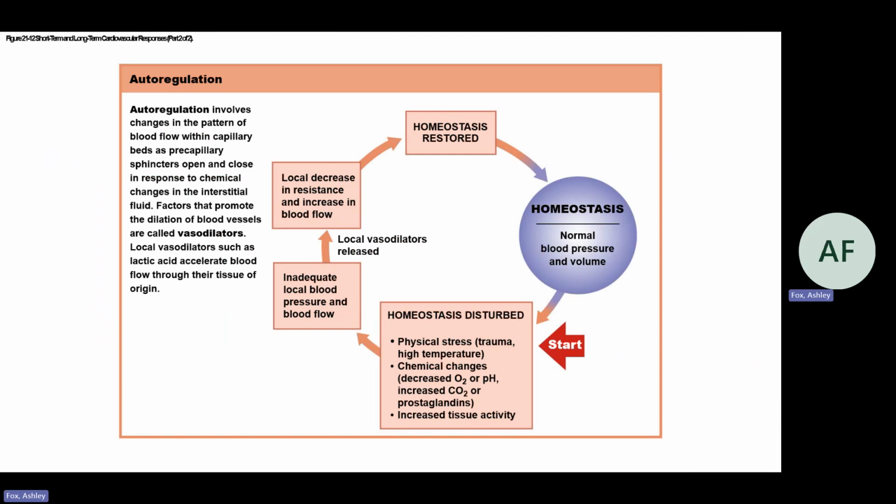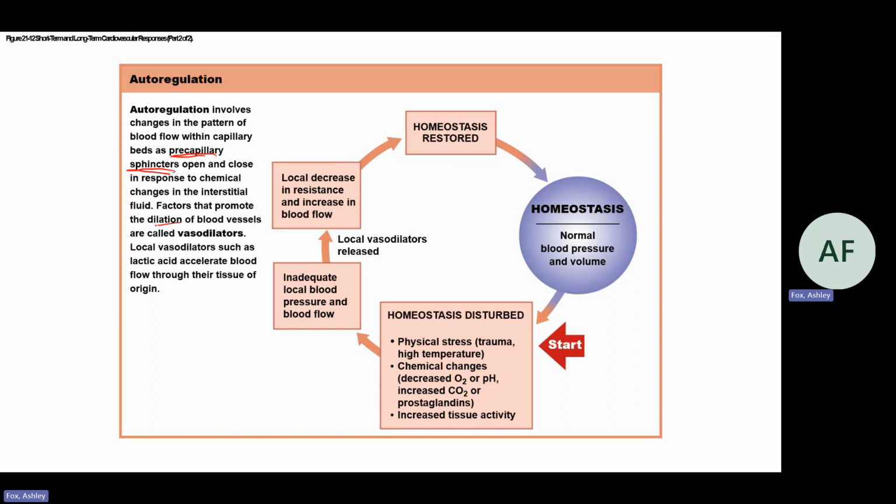So again, autoregulation is going to be changes, specifically at the capillary level. Oftentimes we can have vasoconstriction at the arterial level, but also we can see it at those precapillary sphincters. If they're open, then blood flow is going to go into the capillaries. If they're closed, then they're not going to. And a lot of times they're in response to what's going on in that interstitial fluid. So again, the level of oxygen, the level of carbon dioxide.